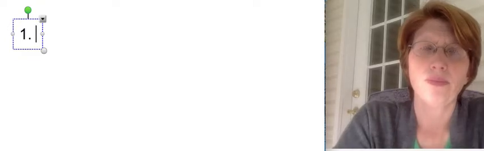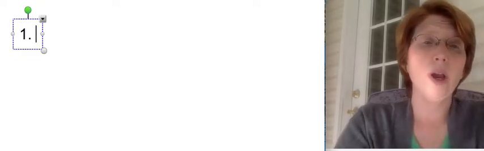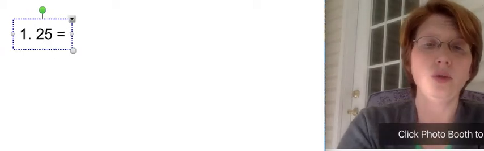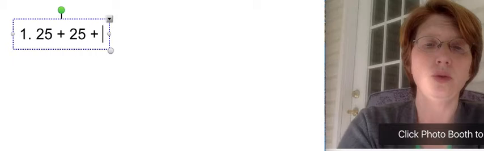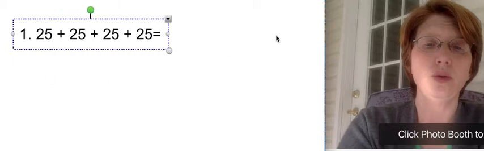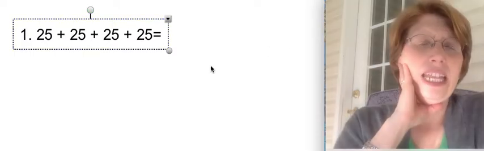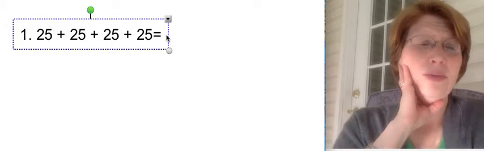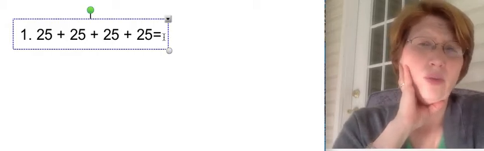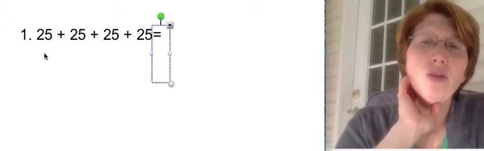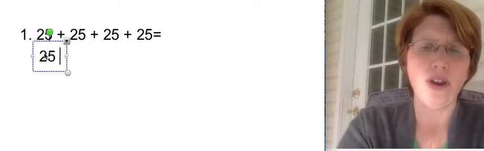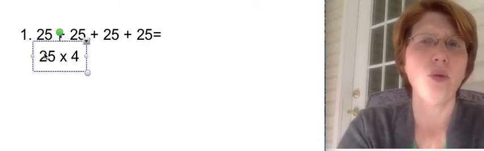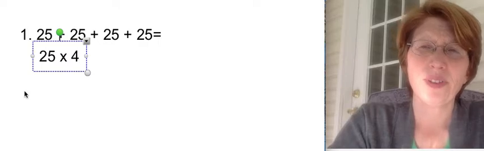You got it? One way is 25 plus 25 plus 25 plus 25 equals. But if I'm doing repeated addition, what is probably the better way to write that? The better way to write that might be 25 times 4, right? Good.